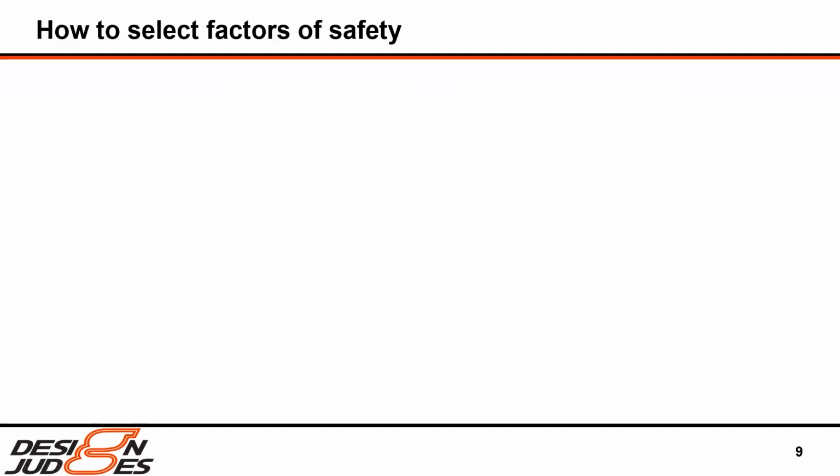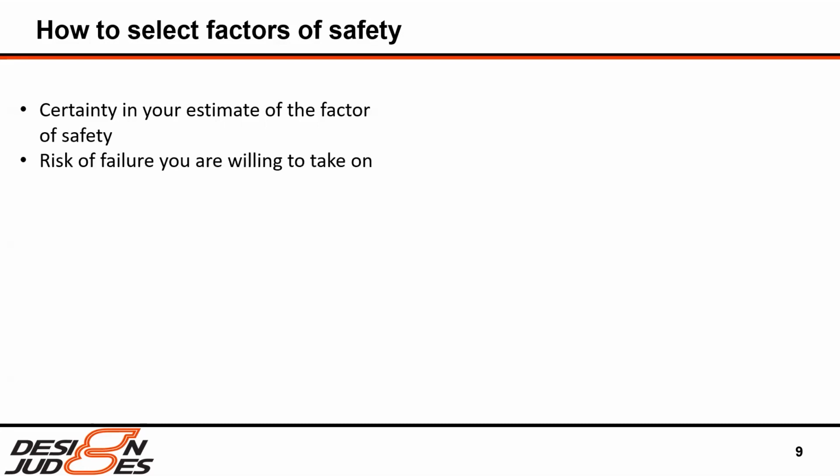Next, I want to talk about how to select factors of safety. One thing you need to consider is how certain you are in your estimate of the factor of safety for your design. Things that go into this are: how well do you know the loads? How accurate is your analysis method? Have you verified things with testing, etc.? The other thing to consider is how much risk of failure you are willing to take on. Are people's lives at risk? Is there a lot of money on the line? Is there PR on the line for your team?